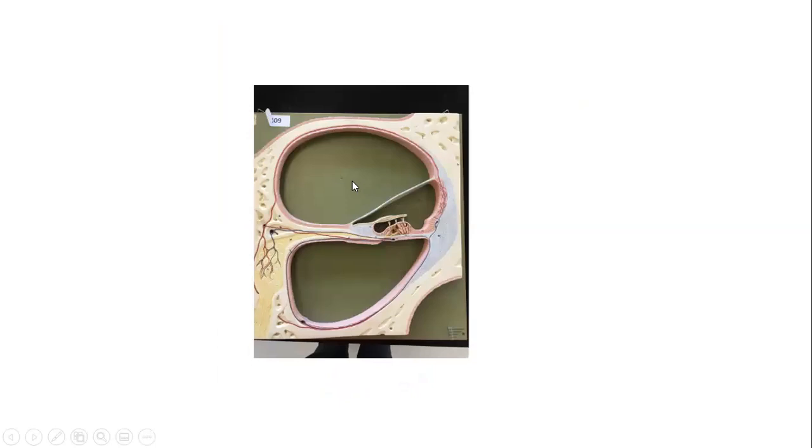This is the ear. Don't forget space, space, space. So that would be vestibular duct, cochlear duct, tympanic duct, and then you got membrane, membrane, membrane. So this would be vestibular membrane, tectorial membrane, and basilar membrane. Don't call it basement membrane.